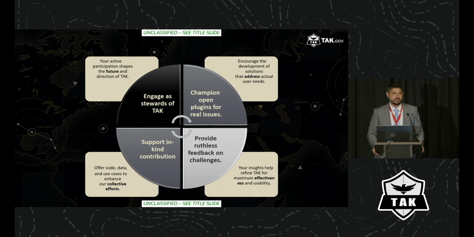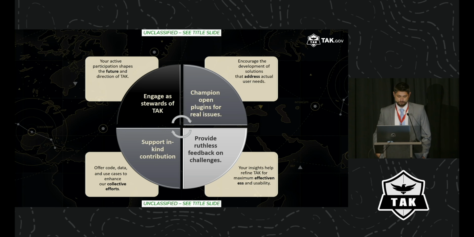It's absolutely critical. We've got to get more people developing. But what I wanted to push out is for you all to continue to be stewards of the TAK product. It's very critical. We don't have a TAK Product Center, right? We're not a program office. We don't have a PAO. My PAO is all of you, right? Help sell the TAK story.